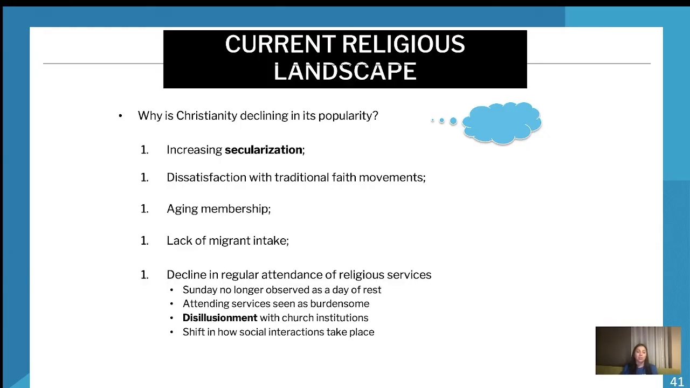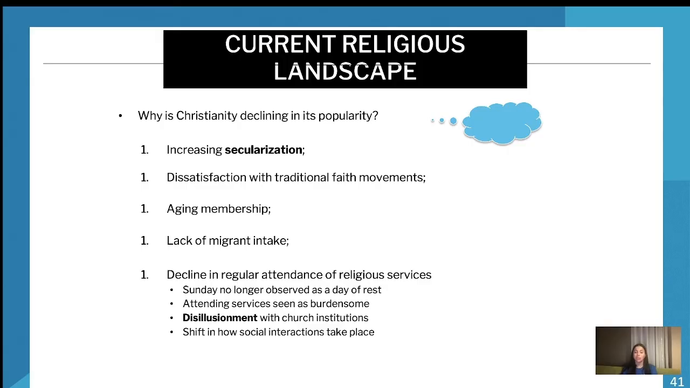Now, why it's declining in popularity, it differs. The number one thing is increasing secularization, and you can see that in the graph, and that's why I put it in. As Christianity continues to decline, more people are becoming secular. But realistically, there is a lot of dissatisfaction with traditional faith movements. There's an aging membership because a lot of Christian adherents are now aging, and as they get older and as they unfortunately pass away, so does the religion. And there's also a lack of migrant intake these days when you compare it to the immigration rushes that we had after the wars. And then there's a decline in regular attendance of religious services.